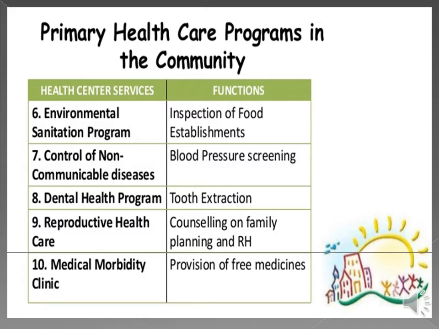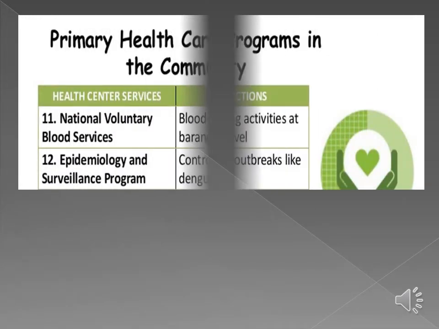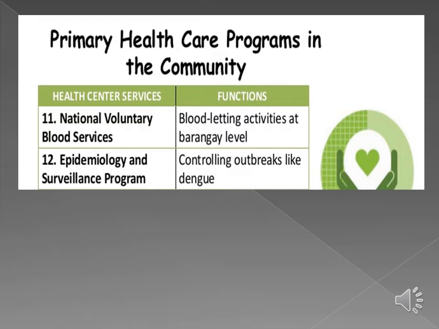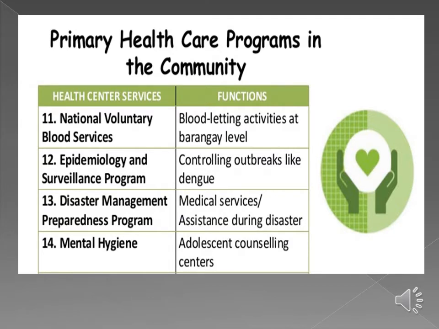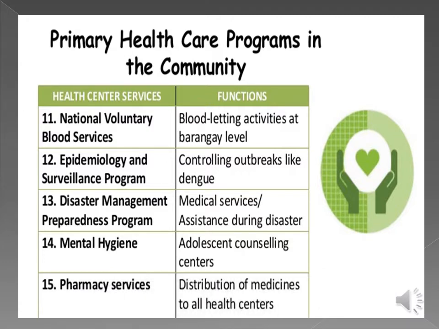And number 10, medical morbidity clinic, which provides the provision of free medicines. Bloodletting activities at barangay level, which is under number 11, National Voluntary Blood Services. Number 12, epidemiology and surveillance program, which controls outbreaks like dengue. Number 13, Disaster Management Preparedness Program, which provides medical services and assistance during disaster. And 14, Mental Hygiene, which provides adolescent counseling centers. And number 15, the pharmacy services, which is in charge of the distribution of medicines to all health centers.